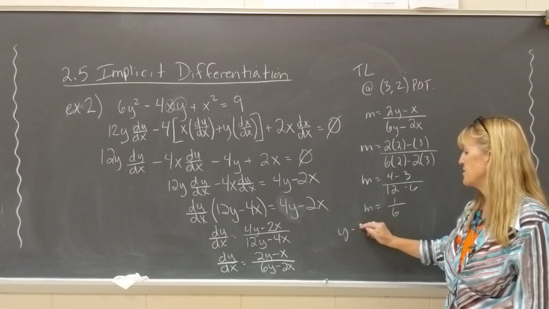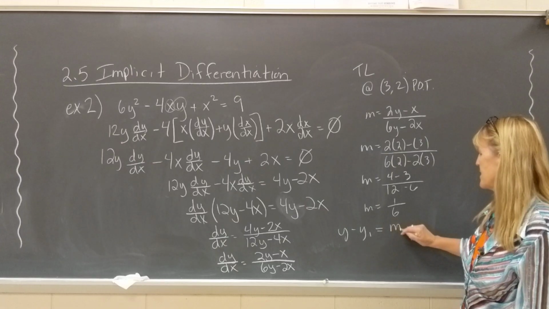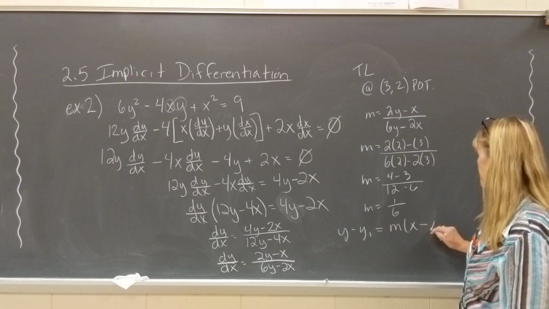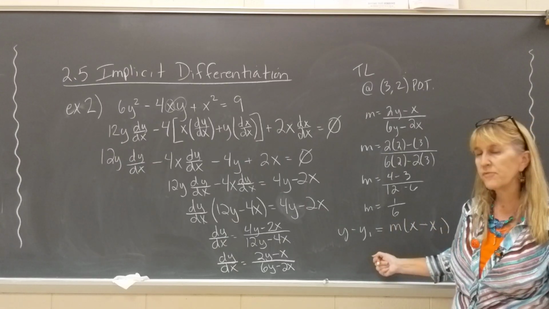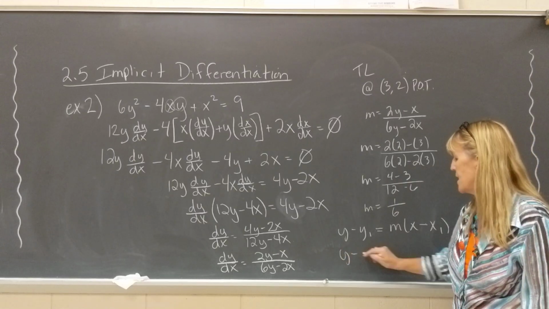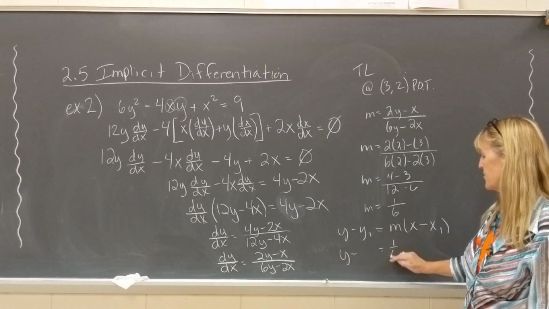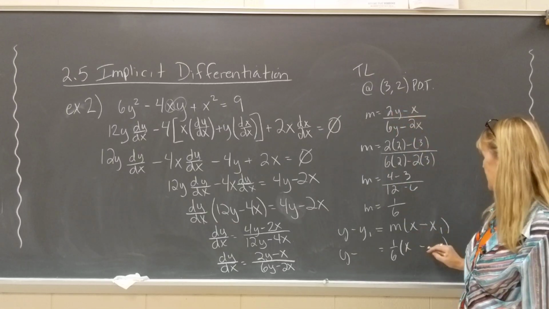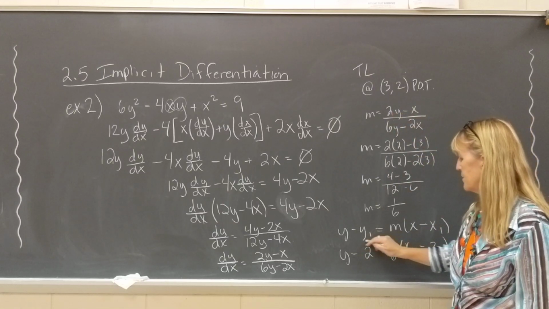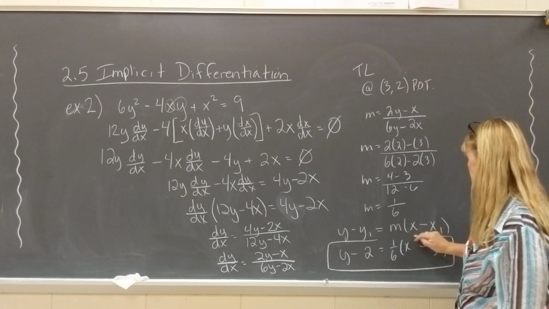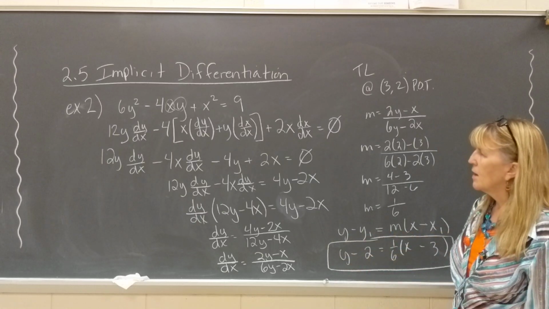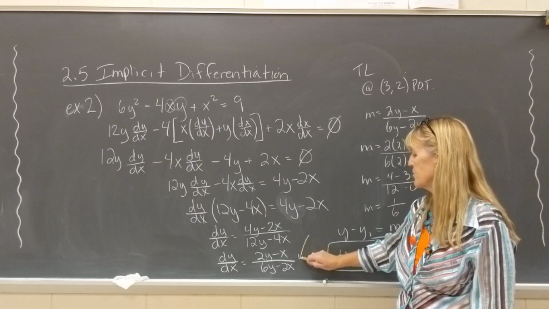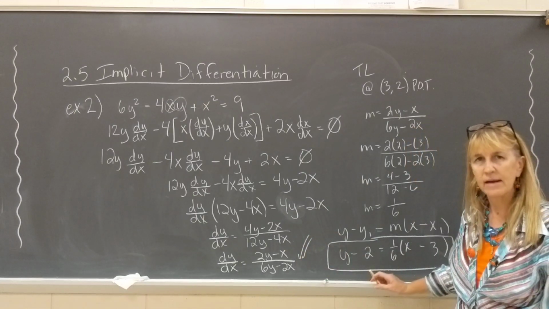I now can finish this up. y minus y1 equals m times x minus x1. This is known as point slope form. So I have y minus, my slope is 1/6, x minus, and now my point was (3, 2), and I am finished. You don't need to go any further than that. But for a while, all I'm going to have to drill you on is trying to get that dy/dx.